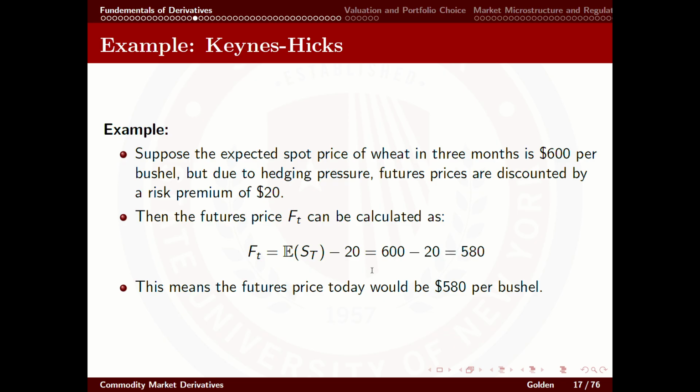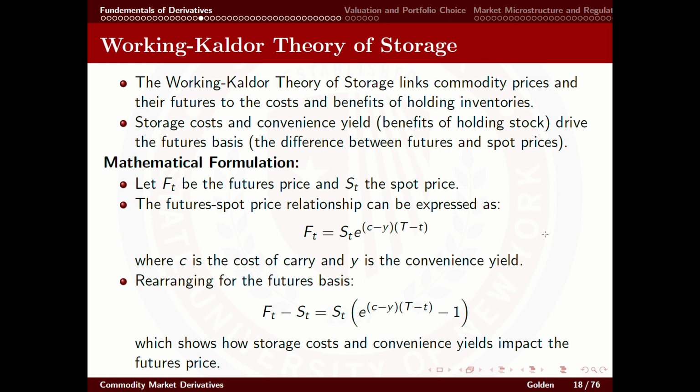So for example, suppose the expected spot price of wheat in 3 months is $600 per bushel, but due to hedging pressure, futures prices are discounted by a risk premium of $20. Then the futures price can be calculated as the expected spot price minus $20, which equals $600 minus $20 equals $580. This means the futures price today would be $580 per bushel for delivery in 3 months.